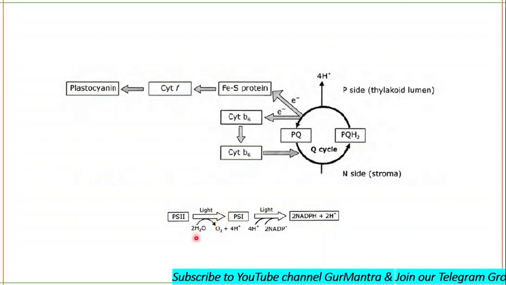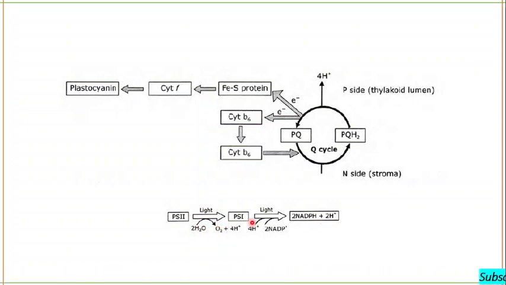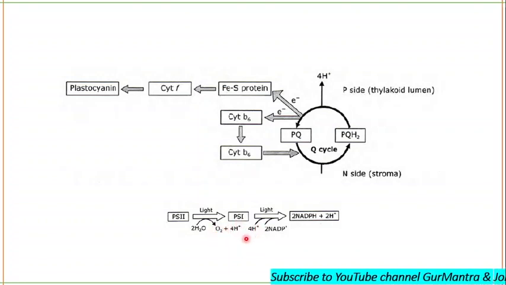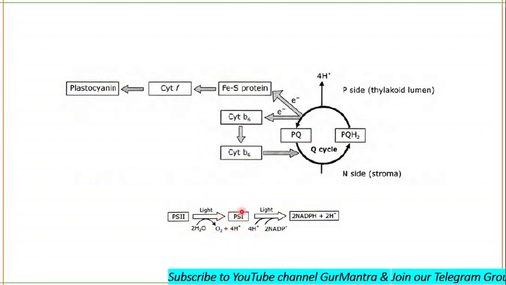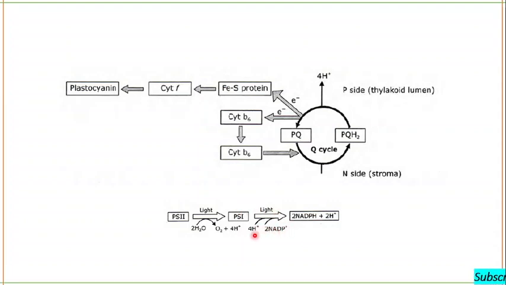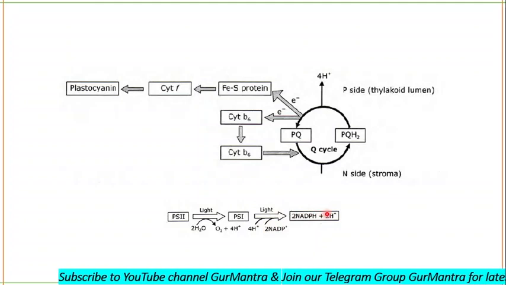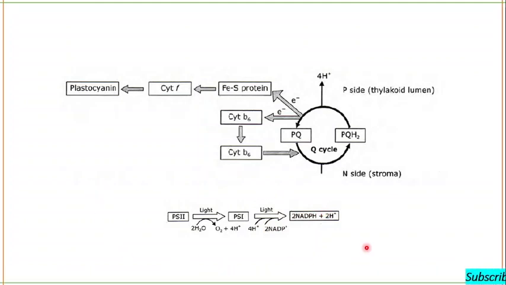So water molecules will result in the formation of 4 protons, 4 electrons, and a molecule of oxygen. And then electrons will be passed to photosystem 1 again, and there will be the requirement of 4 protons and 2 NADP positive, which will result in the formation of 2 NADPH. This is the overall reaction.